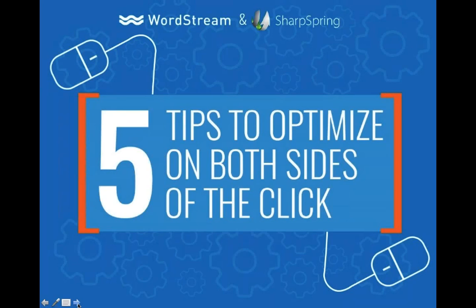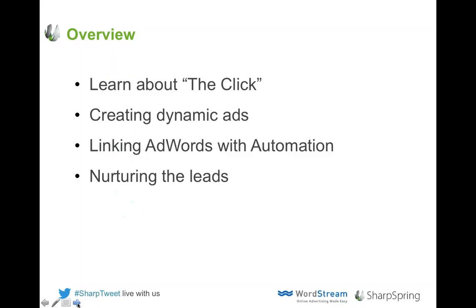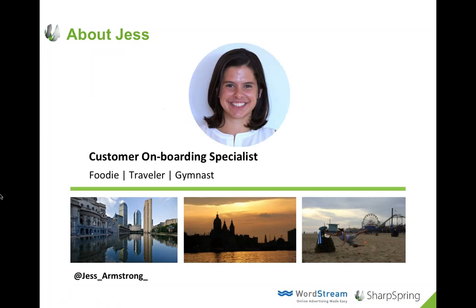And today we're going to be covering 5 tips to optimize on both sides of the click. So some of the key takeaways are we're going to be learning about the click and creating dynamic paid search ads and linking your AdWords to a marketing automation platform, as well as how to use that platform to nurture leads down the sales funnel. And on that note, I'm going to pass it off to Jess to start.